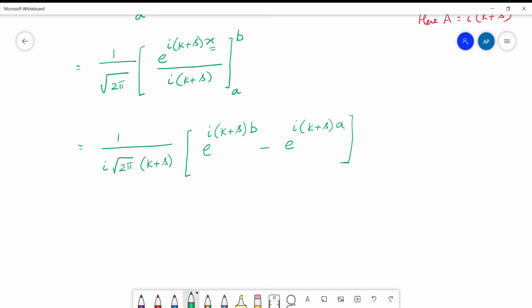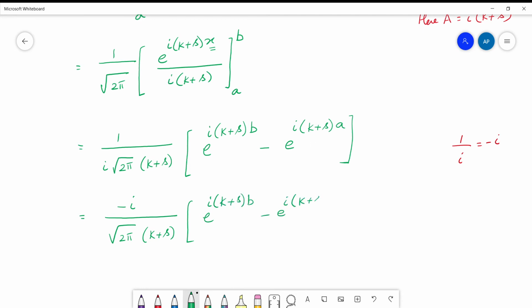Now, keeping this i, the actual answer can still be simplified because we know that 1 by i is equal to minus i, and I could rewrite this as minus i divided by root 2 pi into (k plus s) into the bracket which is kept as it is. So e power i into (k plus s) into b minus e power i into (k plus s) into a.